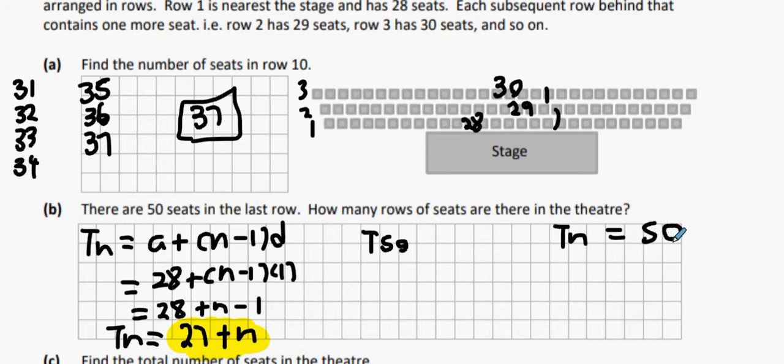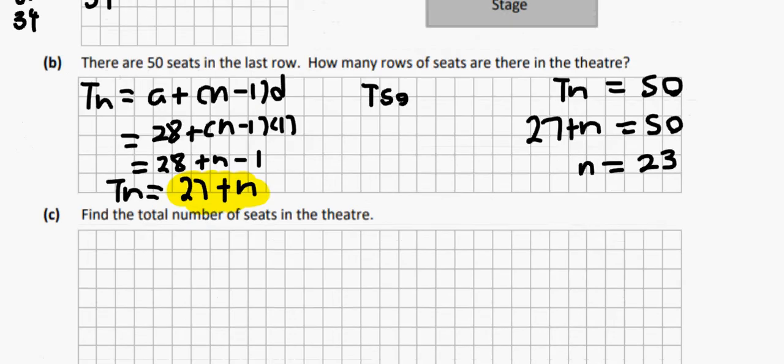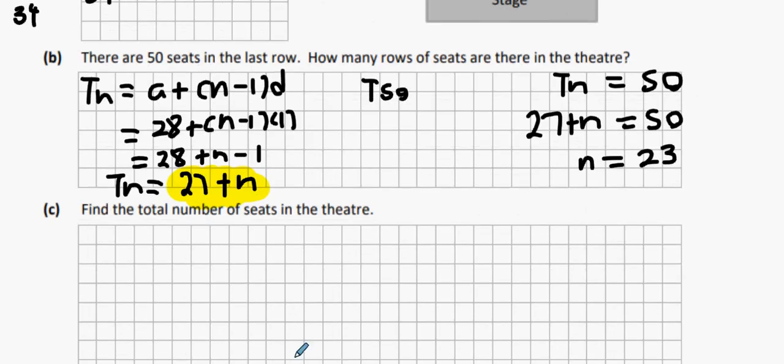Alright, how can you tell the difference? T50 is the 50th term. T50 would be how many seats are there in the 50th row, while Tn equals 50 would be which row has 50 seats. Okay, so we're going to do Tn equals 50. So we're going to have 27 plus n equals 50. And what do you think n is going to be equal to? 23. So that's the same thing as yesterday. Okay, I'll pause there. Any questions?